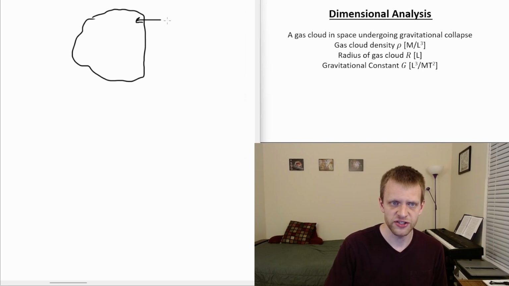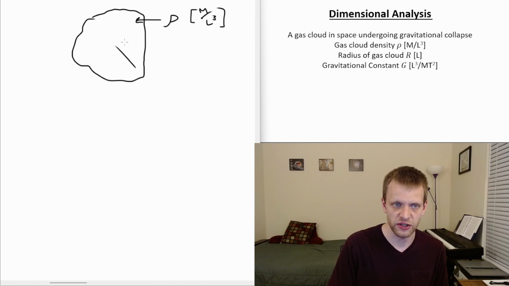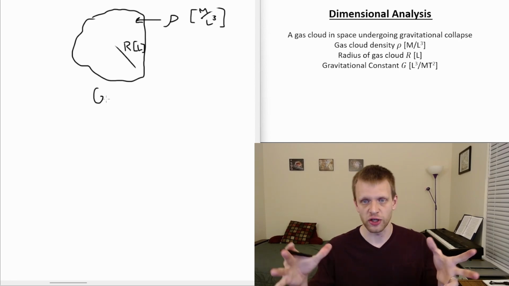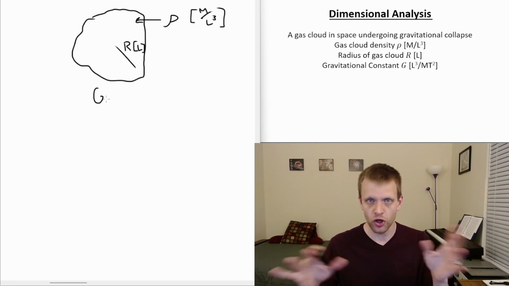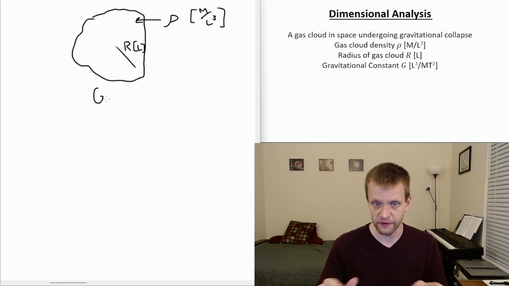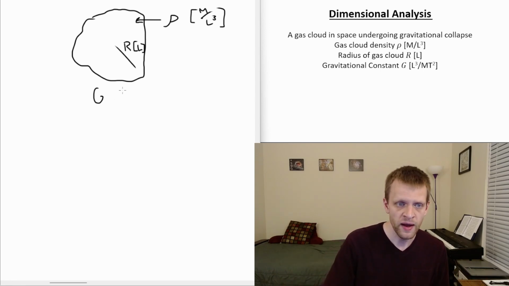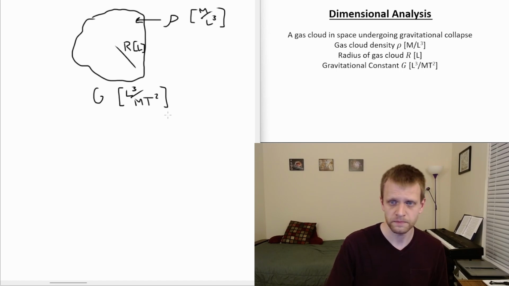So our gas cloud has a certain density, which would have dimensions of mass divided by length cubed. Let's say there's an approximate radius of this cloud, which would have units of length. And again, we're going to be using gravity. We're assuming that this is collapsing just under gravity. There are no other forces affecting this particular system. And that gravitational constant is length cubed divided by mass times time squared.